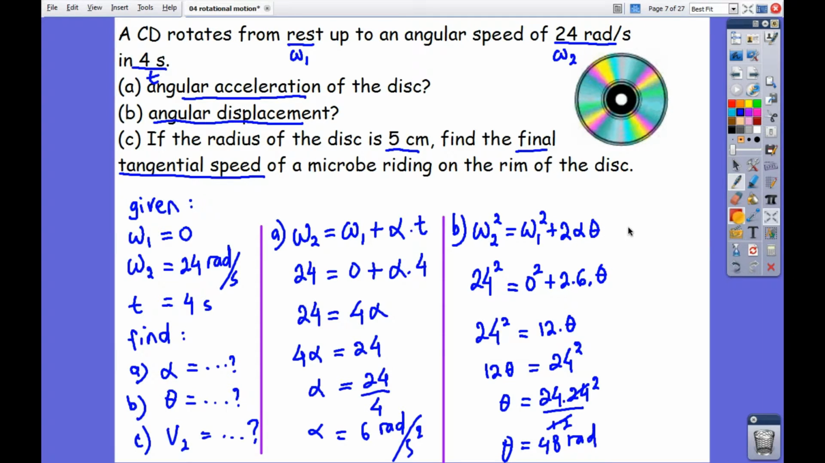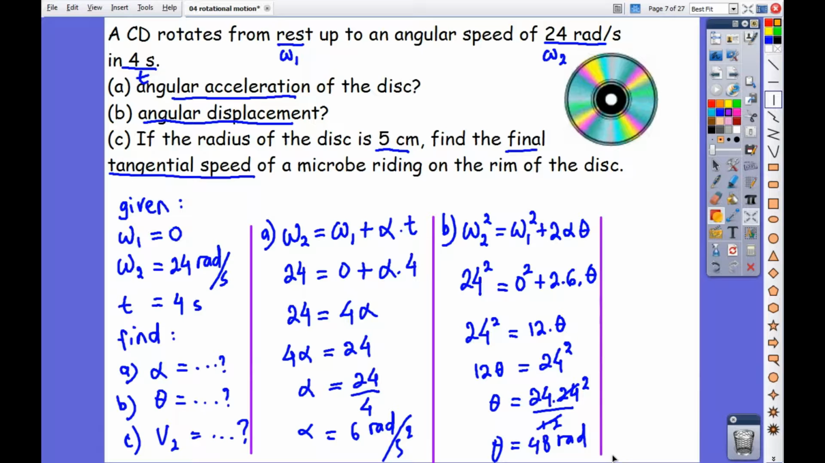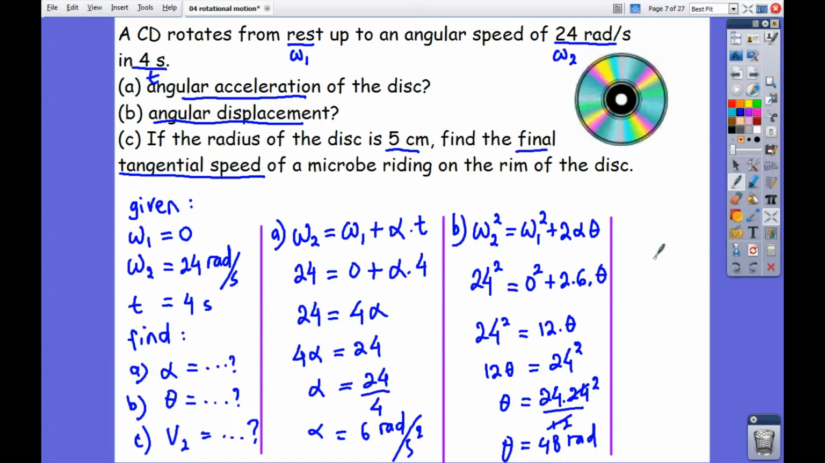And then the last one: what is the final tangential speed? To find this, v2, just multiply omega 2 by r. Omega 2 here is given as 24, times 0.05. It is 1.2 meter per second.